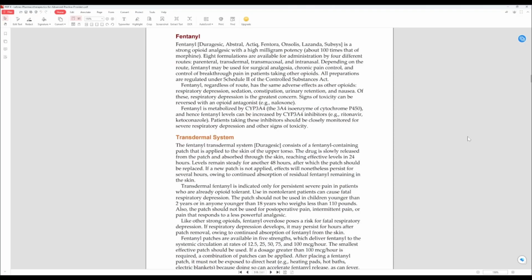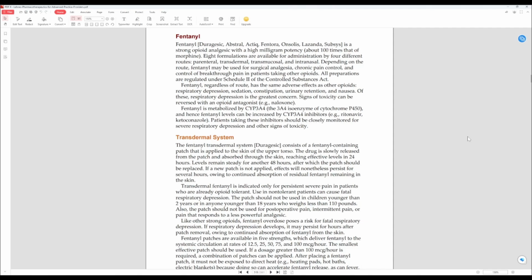So we can touch base on the first, which is fentanyl. Fentanyl is a strong opioid analgesic with a high milligram potency. 8 formulations are available for administration by 4 different routes: parenteral, transdermal, transmucosal, and intranasal. Depending on the route, fentanyl may be used for surgical analgesia, chronic pain control, and control of breakthrough pain in patients taking other opioids. All preparations are regulated under Schedule II of the Controlled Substances Act.